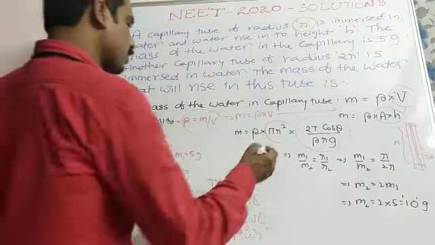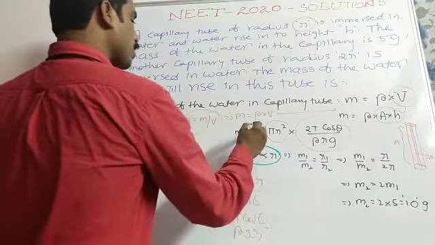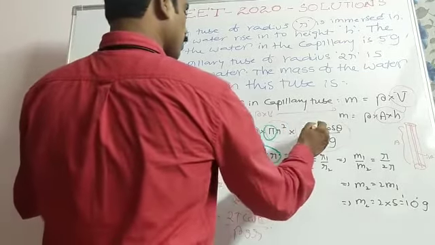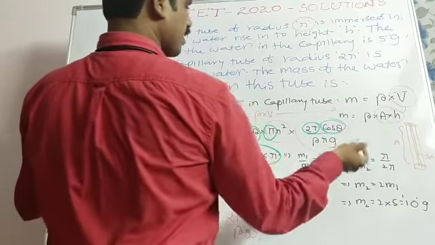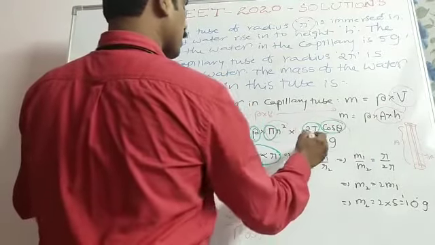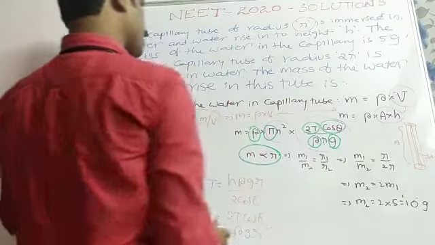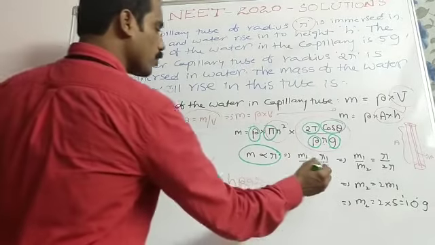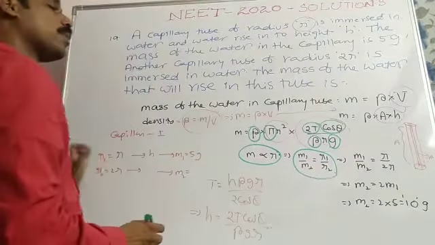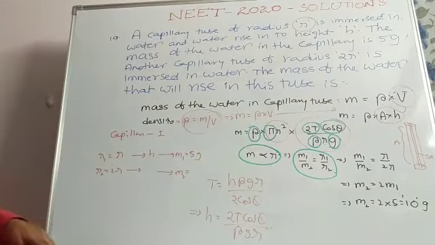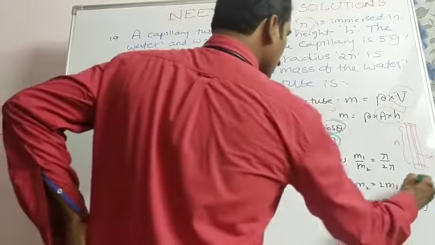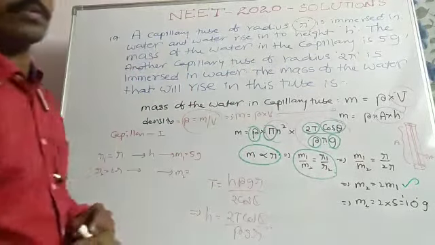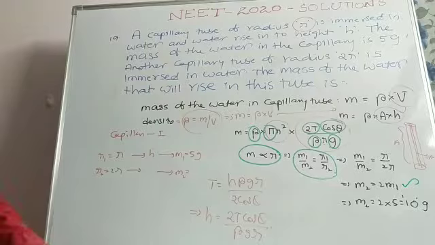That's why the relation remains m is proportional to r, with density, pi, and 2T constant. In both cases the liquid is the same, the density is the same, and g is constant. So finally we obtain the relation m is proportional to r. If m is proportional to r, m1 by m2 is equal to r1 by r2, that implies m1 by m2 is equal to small r by 2r. Now the mass becomes twice the initial mass, which is given as 5 grams. So m2 is equal to 2 into 5, which is equal to 10 gram.